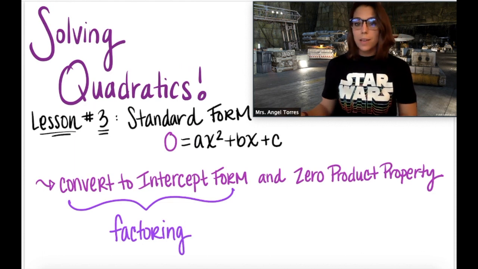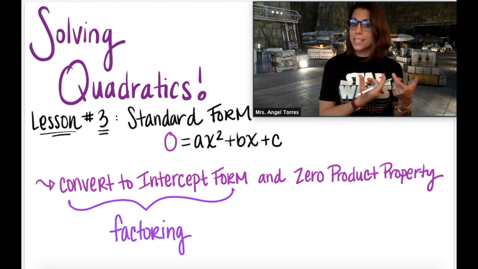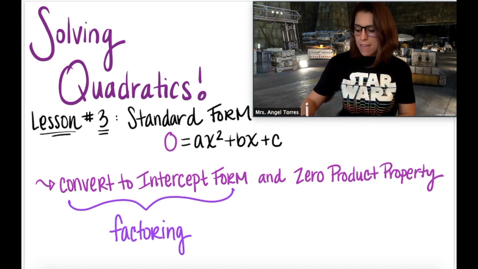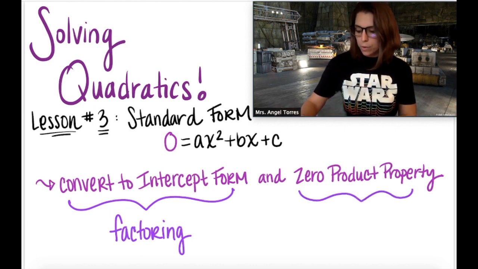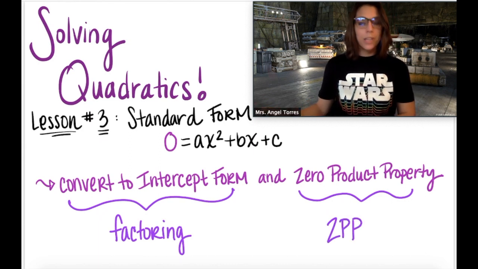Because factoring means to take something that's a sum or a difference and turn it into a product, in this case, a product of two binomials. And then we're going to apply our zero product property, like we just did in the previous lesson. So grab some notes and let's get started.